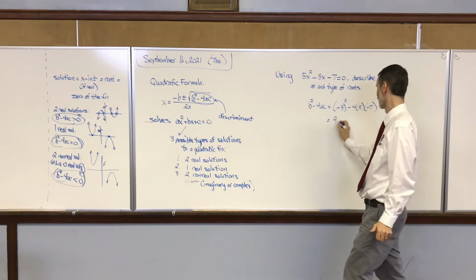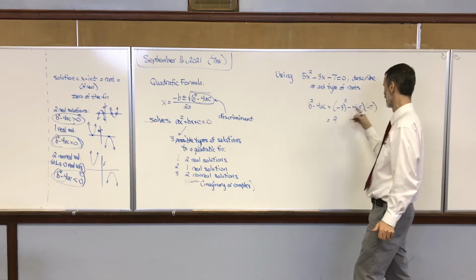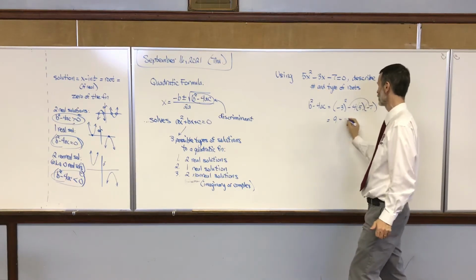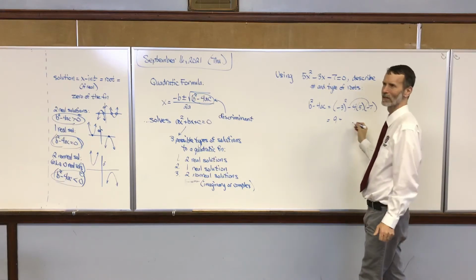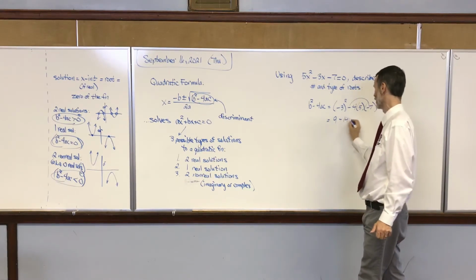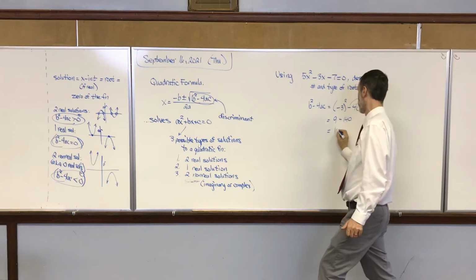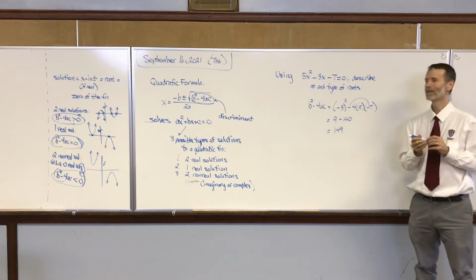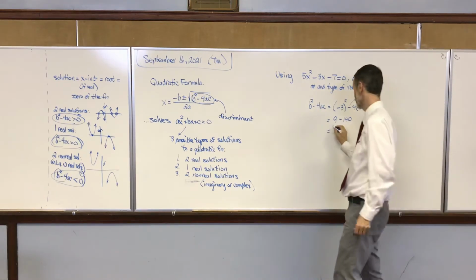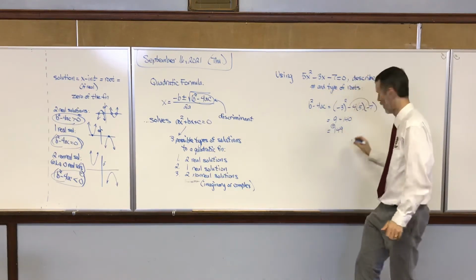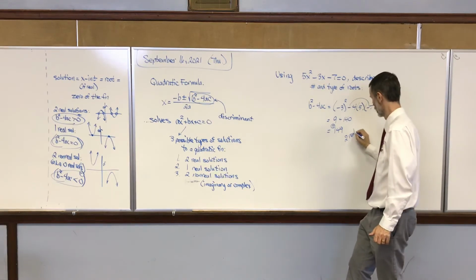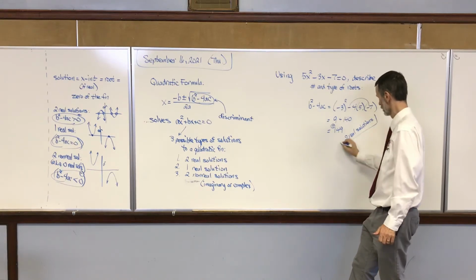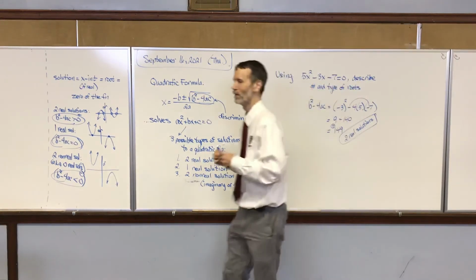Calculate. 9. Then 20. Is this plus or minus? Oh, it is plus. So plus 20 times 7 is 140. What do you get? Positive 149. I don't even much care about the 149. I care about the positive. What's your verdict? It's two real solutions. And that's it.